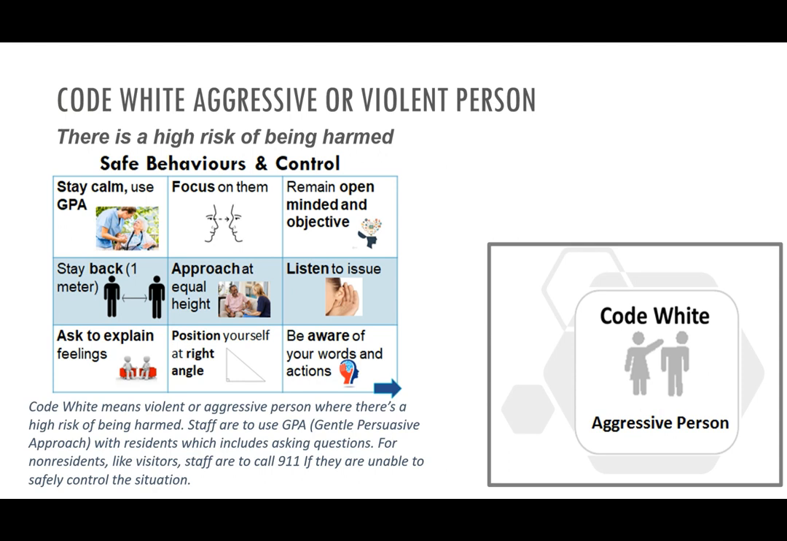Code white means violent or aggressive person where there's a high risk of being harmed. Staff are to use GPA, which stands for Gentle Persuasive Approach, with residents, which includes asking questions. For non-residents, like visitors, staff are to call 911 if they are unable to safely control the situation. On this page, you will notice that there are different strategies that are derived from the GPA training. Other examples include listening to the issue, staying back 1 meter in case the individual becomes physically aggressive.